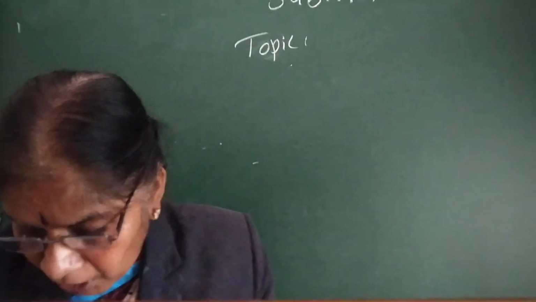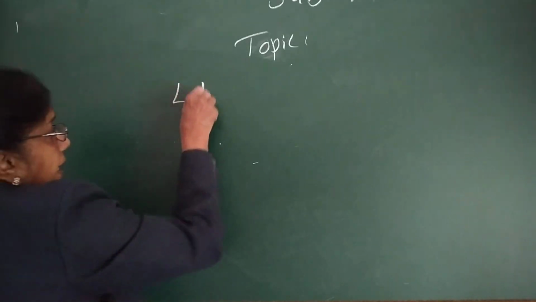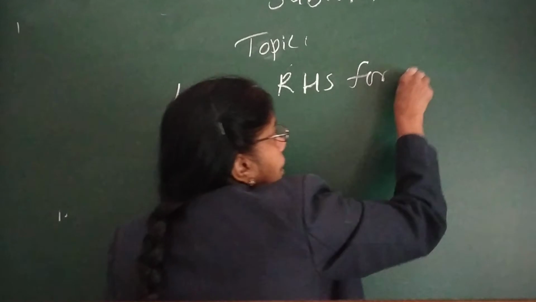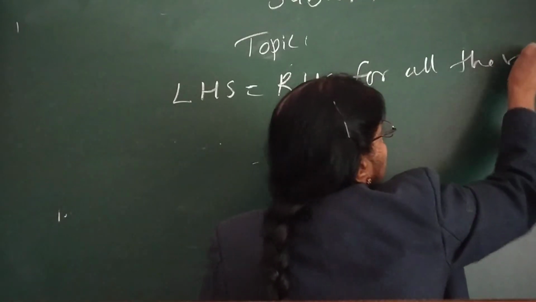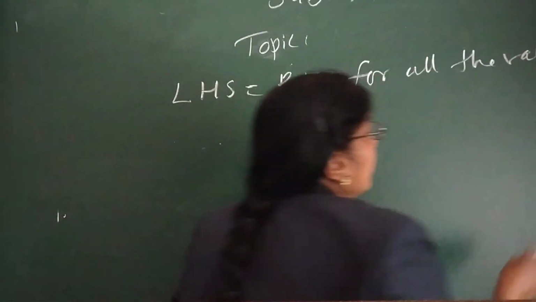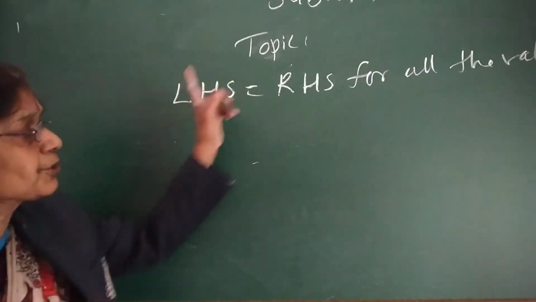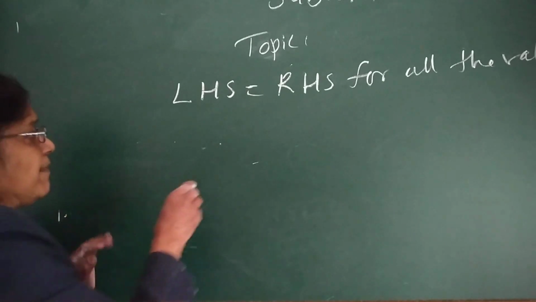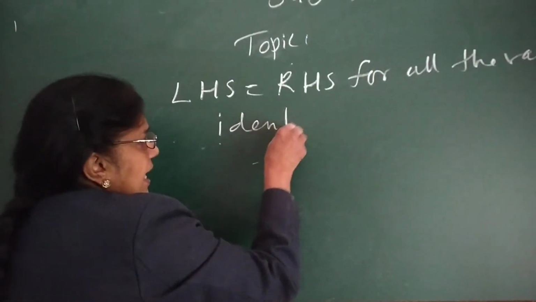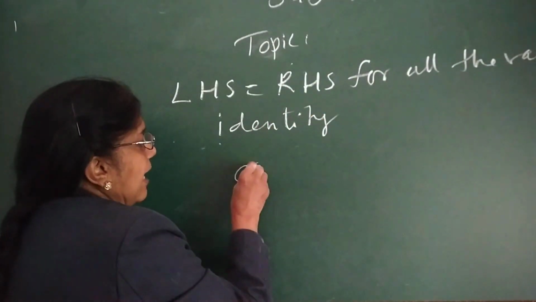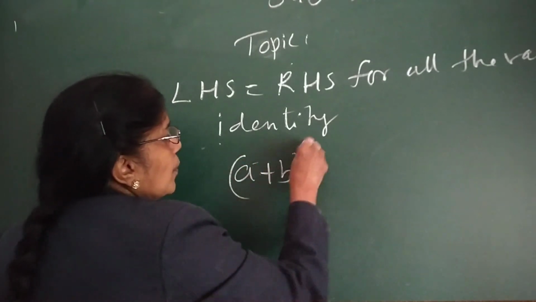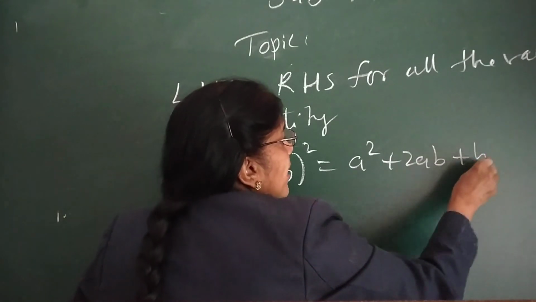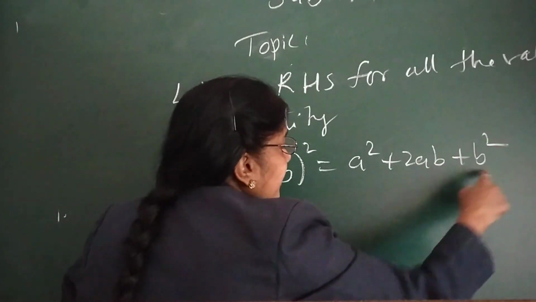So identity is where LHS should become equal to RHS for all the values. Whatever values you apply, for all the values, LHS should become equal to RHS. Then such a statement is called an identity. For example, a plus b the whole square is equal to a square plus 2ab plus b square. This is the standard identity.